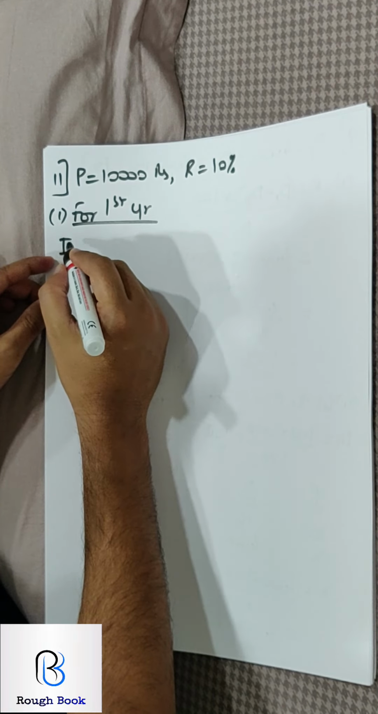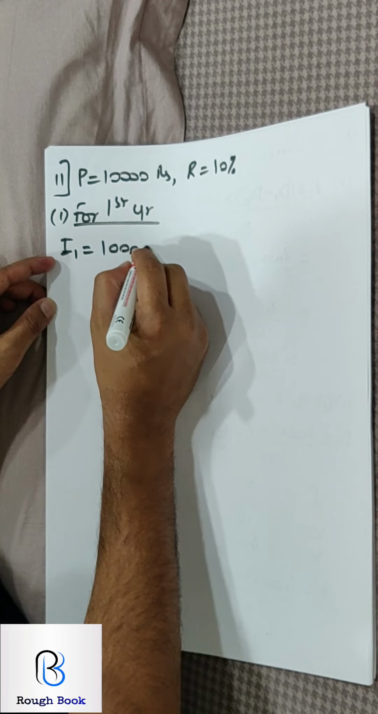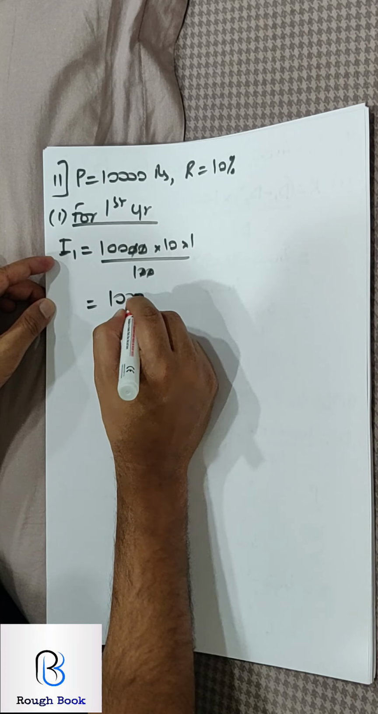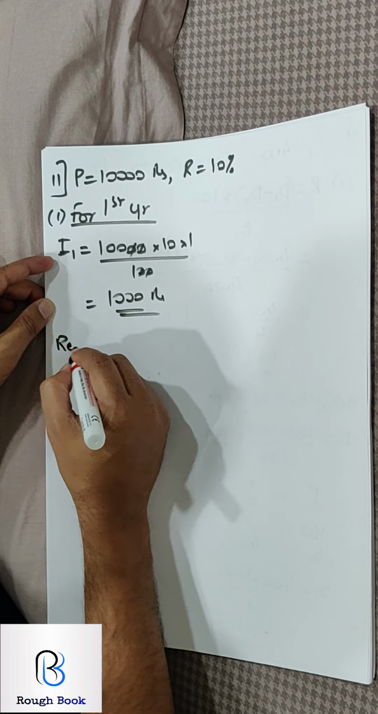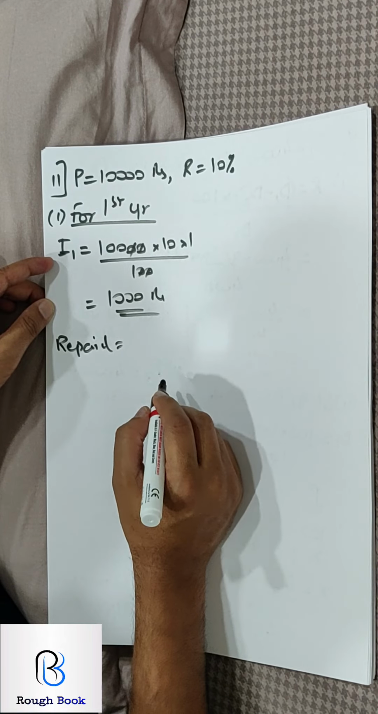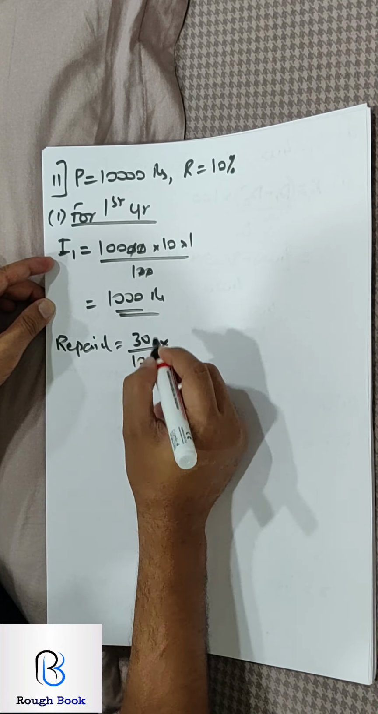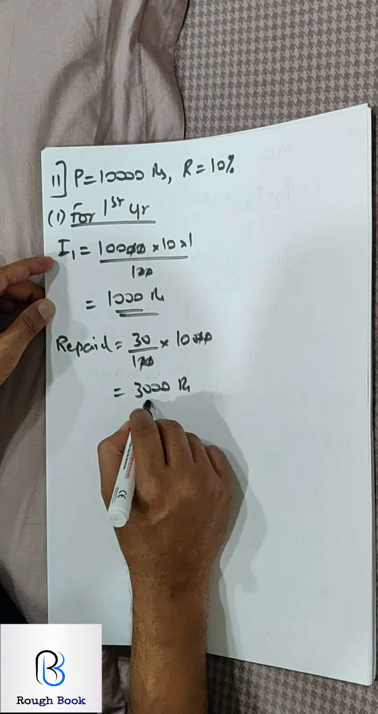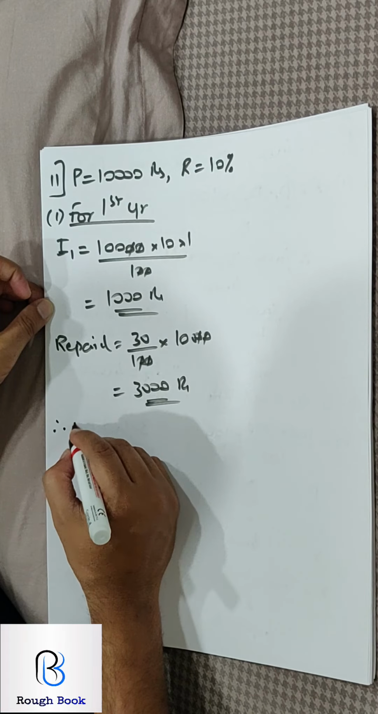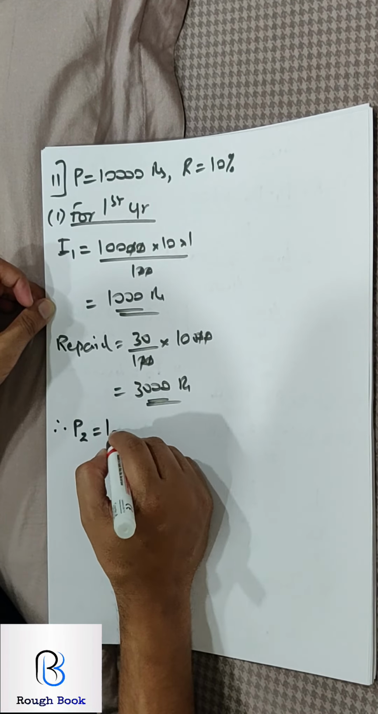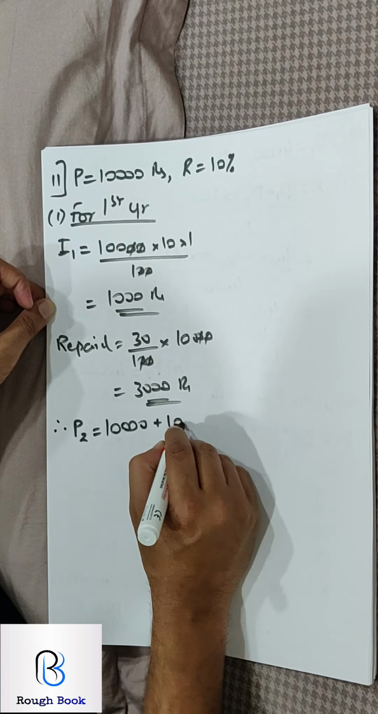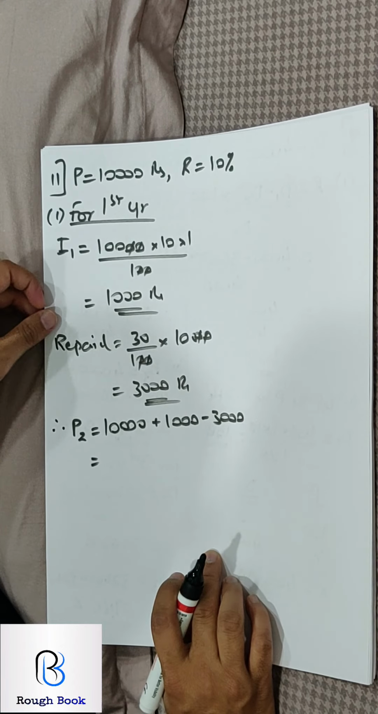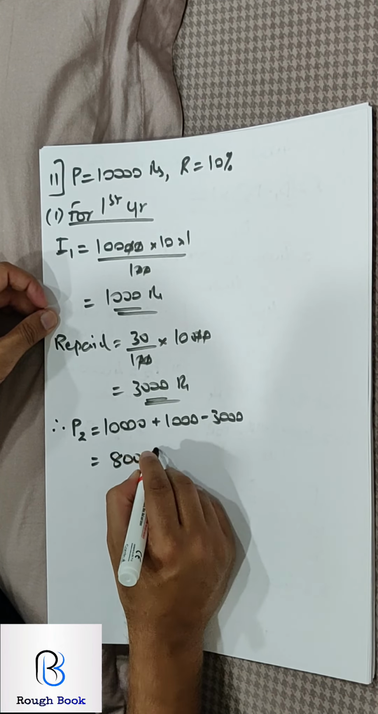So this is interest. So I1 is 10,000 at 10%. So I get 1,000 rupees. Now paid back. So repaid. How much is the repayment? 30% of the sum borrowed. Sum borrowed is 10,000. So how much is the amount repaid? 3,000. So therefore principal for the second year. So original sum plus the interest minus the amount paid back. So 11 minus 3, that should be 8,000.